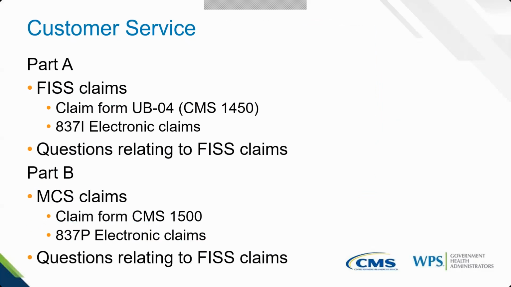So if you say I'm going to call Part A customer service, or I need to get through that, what you're actually doing is looking at claims that are billed on that 1450, UB04, or the 837I. Those are the claims that you're looking at. These go to the FISS processing system, regardless of the benefit category. Part B, on the other hand, is only those 1500 claims or 837P, and these go to the MCS. Here's another typo right here on the bottom of this. Questions relating to FISS claims, cross that off. MCS claims. I apologize for that being in a couple of different places there. It is my fault for not catching that earlier.